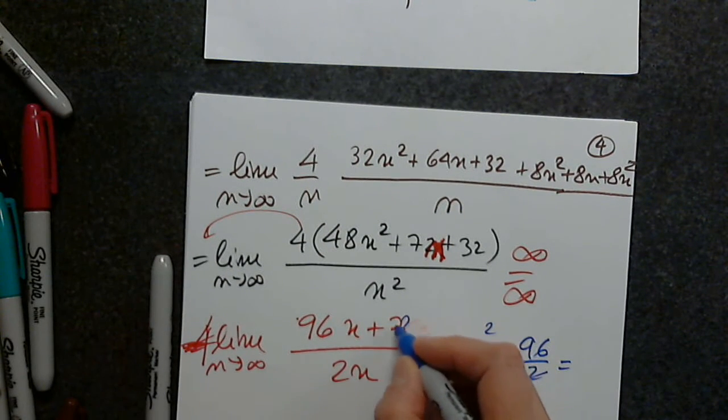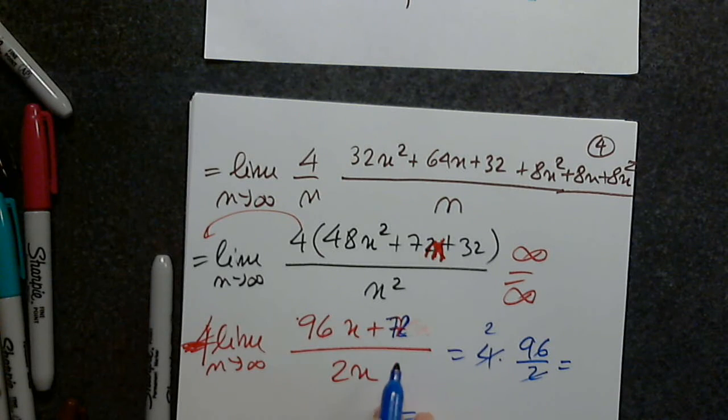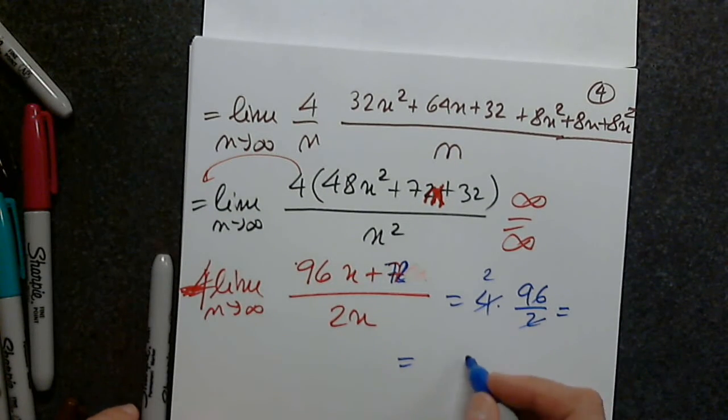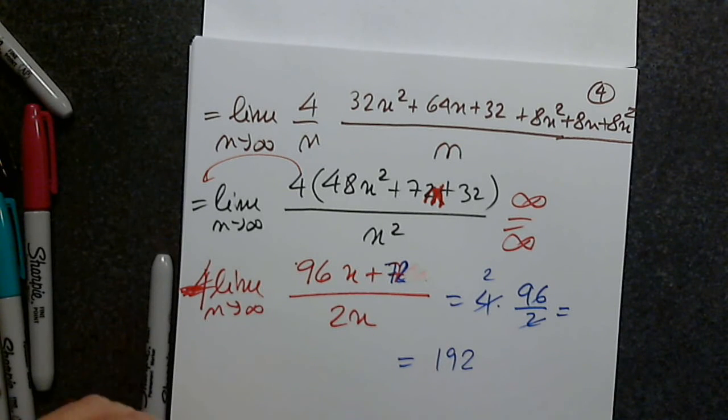It doesn't matter when. Yes, you're right. Doesn't matter when I differentiate again, 72. Yes, but you're right. Thank you. My apologies for that. So then we get 192. Thank you. Yes.